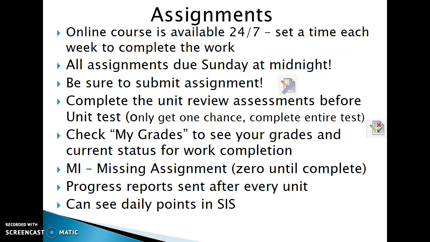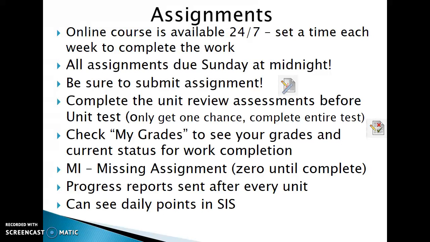Assignments are found in the Blackboard class shell. They are available 24/7, so students can work on them at their leisure, making sure that they complete them by the assignment deadlines and setting aside a time that works for them each week to make sure they complete the work. All assignments are essentially due by Sunday at midnight and will not be received or accepted beyond that. So again, if a student does have an issue or something comes up during the Monday through Friday, they must complete them no later than the following Sunday midnight, or they will not be accepted.